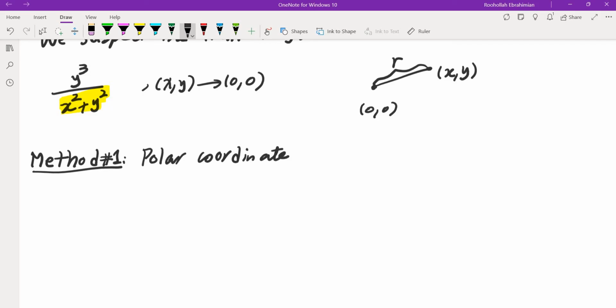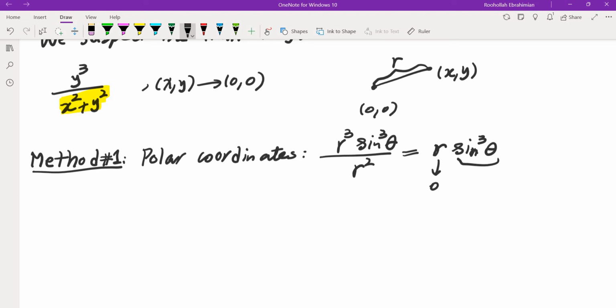Okay, so let's plug in x equals r cosine, y equals r sine. Numerator becomes r cubed sine cubed, and denominator x squared plus y squared is r squared. So this is going to be r sine cubed of theta. Now I would like to use the squeeze theorem. I know that r approaches 0, but the limit of this one does not exist. Why? Because if xy approaches the origin, then the point could be anywhere in the first, second, third, or fourth quadrant. So angle theta, if this is the x-axis, this angle theta could be really anything between 0 and 2 pi.